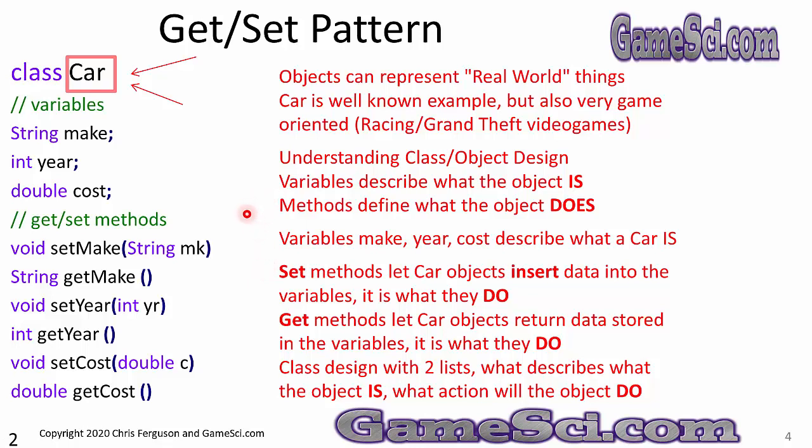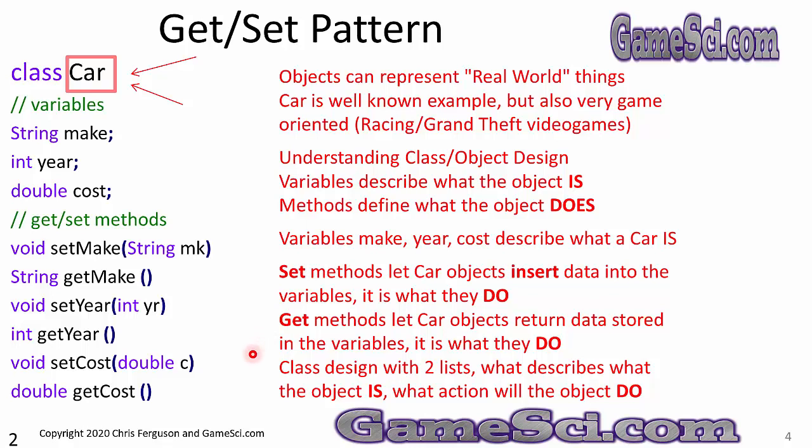Methods define what the object does. Set methods let car objects insert data into the variables. It's what they do. I build a car object. I need a way to put information into these variables. I'll call set methods to insert information into my car variables. Get methods let car objects return the data stored in the variables. Getting data out of the object is something a car object does.